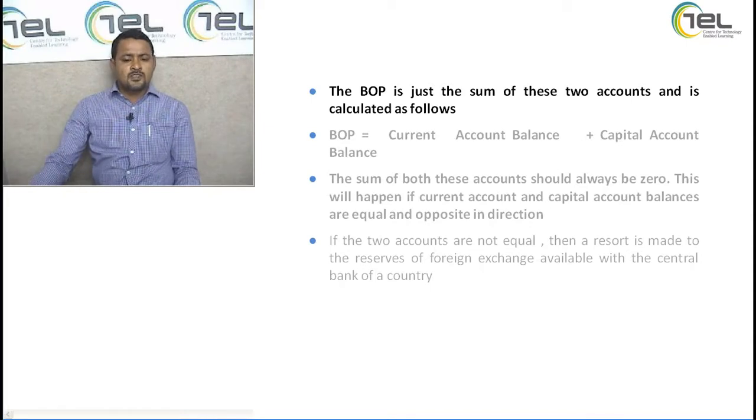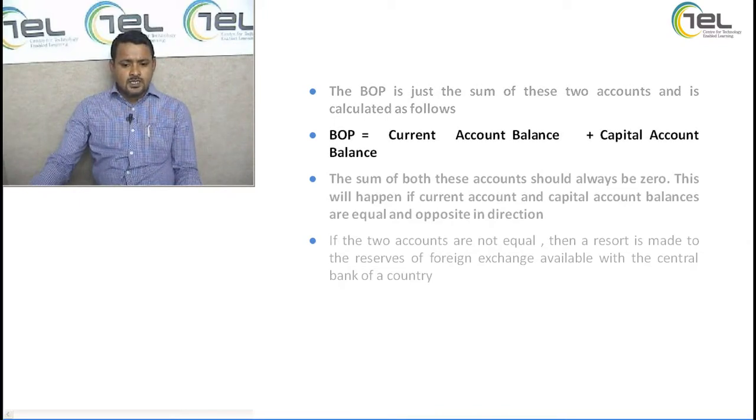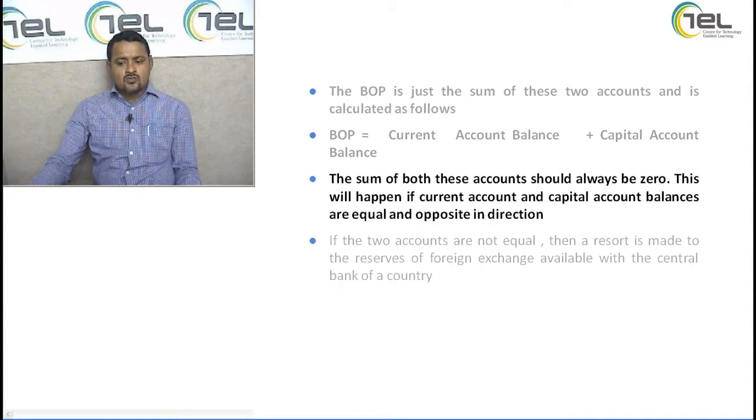The balance of payment is just the sum of these two accounts, the capital account and the current account, and calculated as follows. BOP is current account balance plus capital account balance. The sums of both these accounts should always be equal to 0, which means if one is positive, the other one should be exactly the same amount negative.